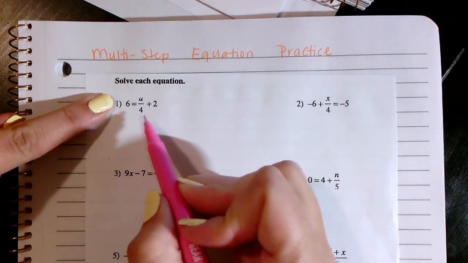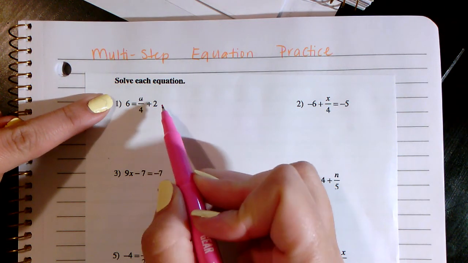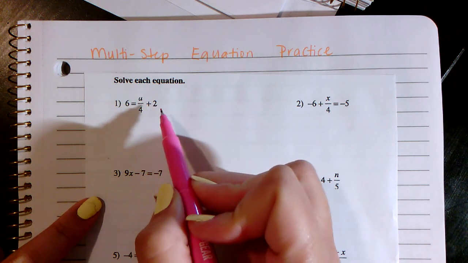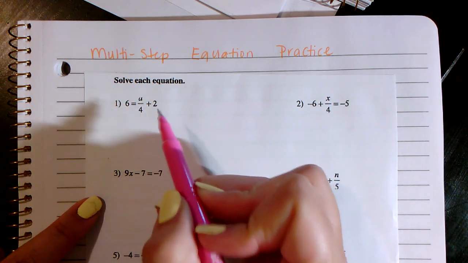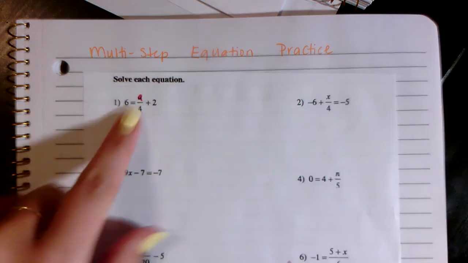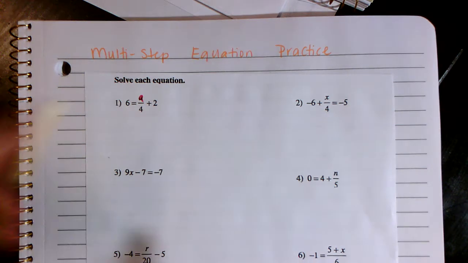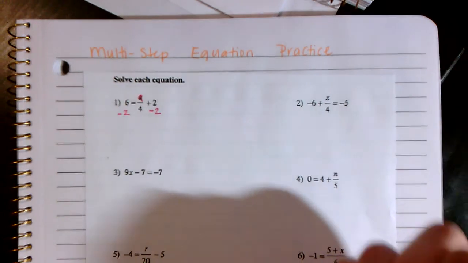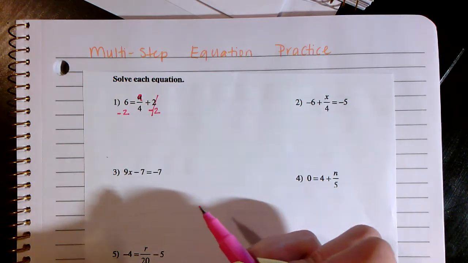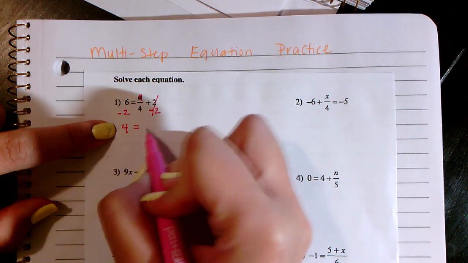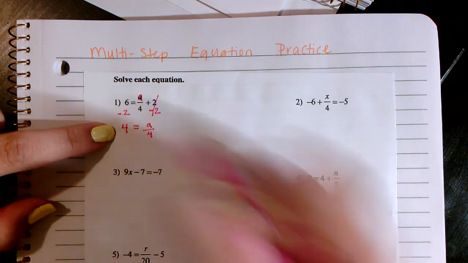So number 1, I have 6 equals a divided by 4 plus 2. So anytime you have just an addition or subtraction on one side, get rid of that first. It's always the easiest. Our goal is to get our letter by itself. So we have to get this stuff away. So I'm going to move that 2 over to this side using its inverse, the inverse of addition and subtraction. So now I have 6 minus 2, which is 4. 4 equals a divided by 4.